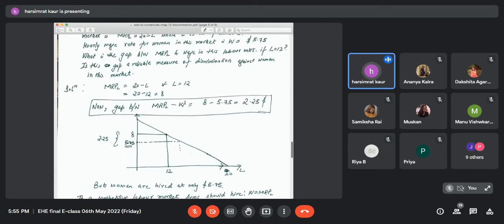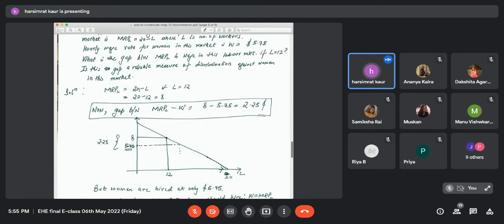So guys, what we are doing, MRPL equal to 20 minus L, where we are saying what should be the actual MRPL at this time. It should actually be the actual wage rate that you should be receiving if I'm employing your labor units of 12. So I'll just substitute L equal to 12, which gives me 8, meaning that my marginal productivity is 8. As a result, my current wage rate should be equal to 8 itself.